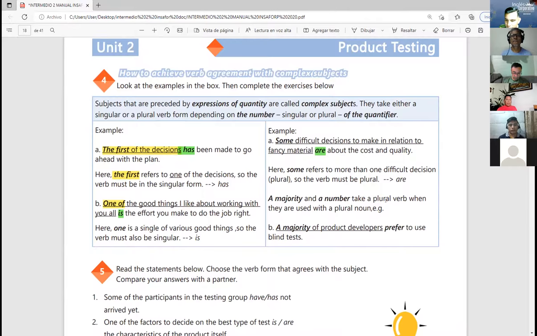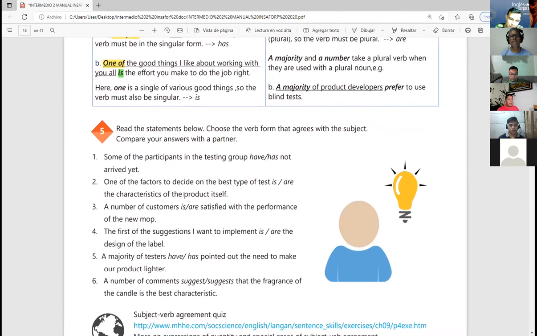Also, a majority and a number take a plural verb when they are used with a plural noun. A majority of product developers prefer to use blind tests. Una vez más, cuando utilicemos la expresión some, el verbo tendrá que ir en plural. Y cuando utilicemos a majority and a number, el verbo va a ir también en plural. Pero cuando utilizamos las expresiones the first of, one of, el verbo irá en singular. Okay. So here we have the exercises.